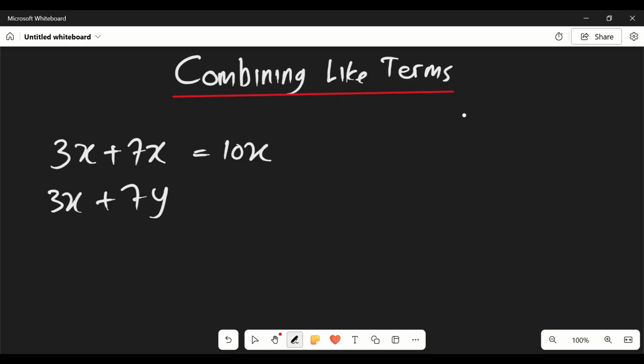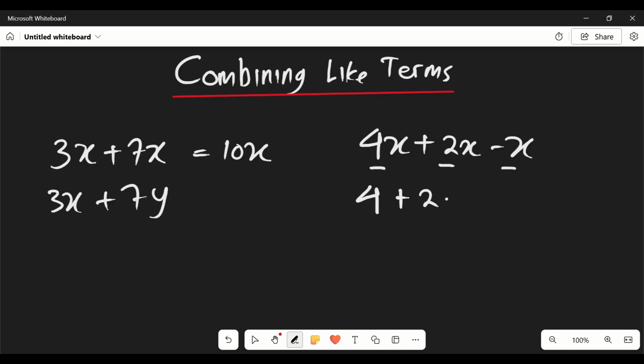Let's retry something. If you have 4x plus 2x minus x, think only about the number. So 4 plus 2 minus 1. 4 plus 2 is 6, minus 1 is 5. Then we can put x. So this is 5x. Simple. Also, you must remember this. x means 1 times x. There's always a hidden coefficient in this form.